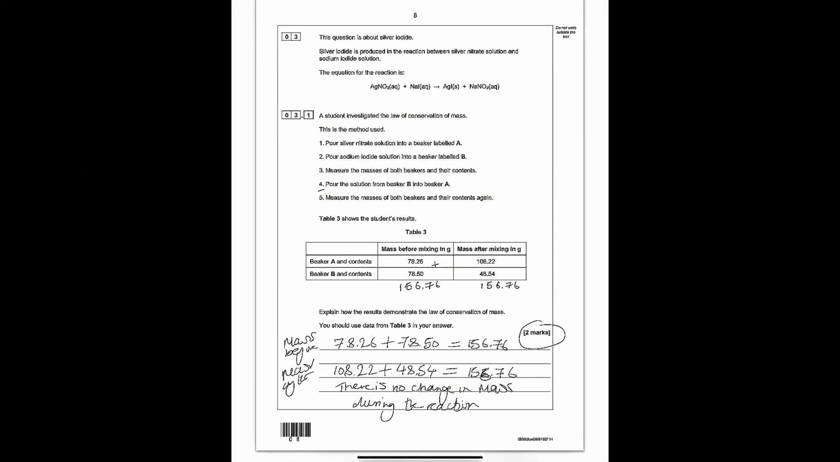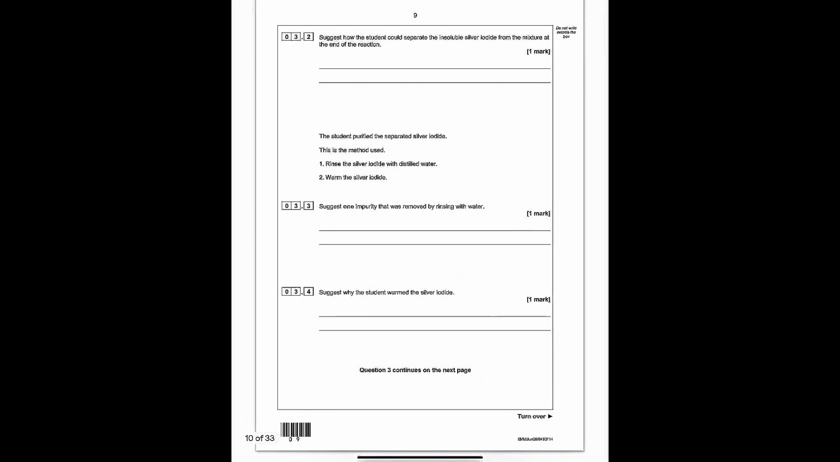Okay, right, the next part of this question is 3.2. It suggests how the student could separate the insoluble silver iodide from the mixture at the end of the reaction. And you can just write down, you can filter it, you can filtrate it. I'm going to write down filter. That will get us the mark.